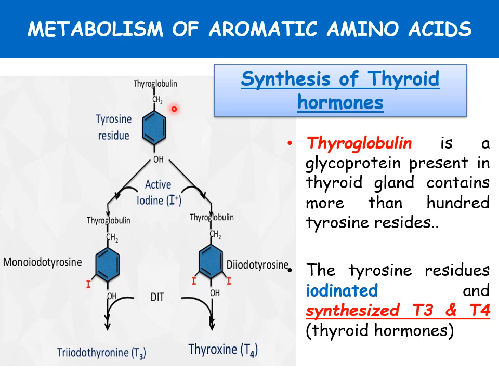Thyroglobulin is a glycoprotein present in the thyroid gland that contains more than 100 tyrosine residues, and that helps in the synthesis of the thyroid hormones, mainly T3 and T4.